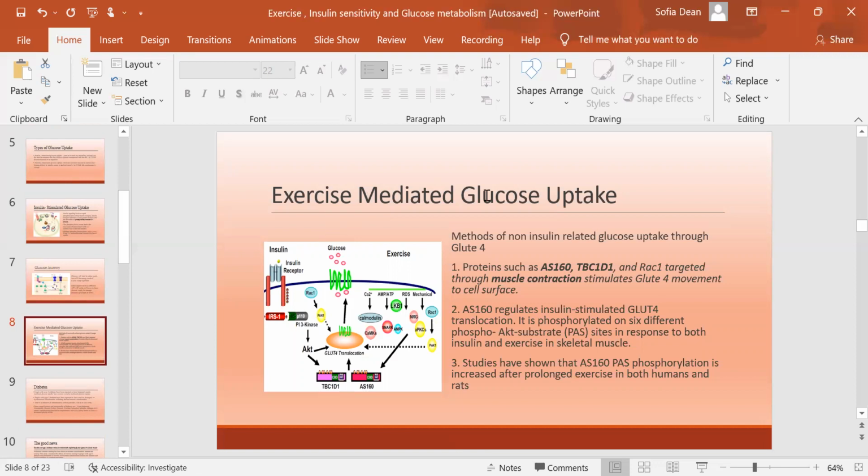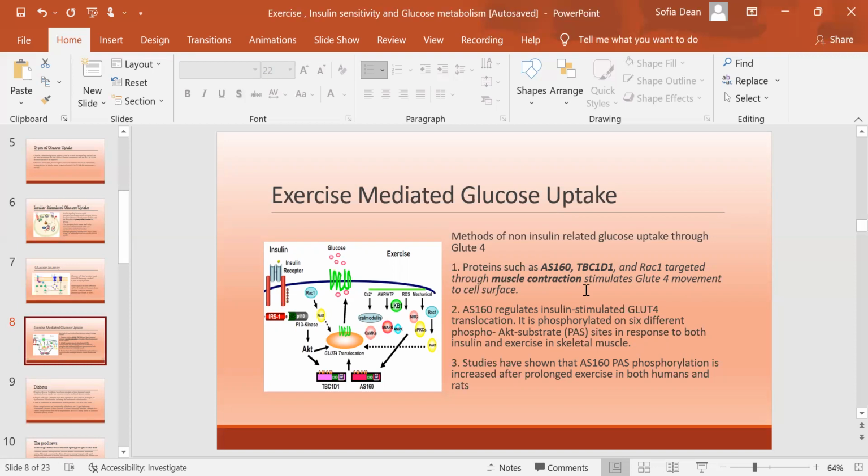The exercise-mediated glucose uptake. This method is non-insulin related glucose uptake through GLUT4. The proteins such as AS160, TBC1D1, and RAC1 are targeted through muscle contraction, and it stimulates GLUT4 movement to the cell surface.